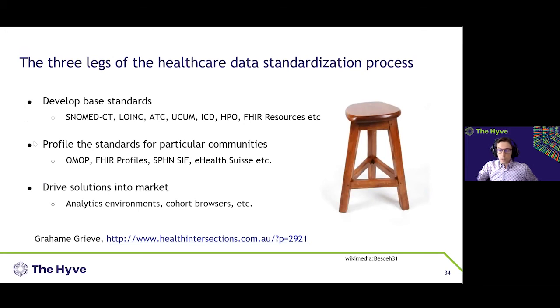If you think about that a bit further, the blog from Graham Grieve, who is one of the fathers of FHIR, very active in HL7 for a long time, distinguishes between three legs of the healthcare data standardization process. So there's development of base standards, and these are very important commons that we all rely on. So for instance, SNOMED-CT, I don't have to explain it here because the SPHN webinar series had a previous episode that did an excellent job of explaining SNOMED-CT and LOINC, etc. But these are really base standards. And ATC for drug classes, UCUM for units of measurement, ICD classification of diseases, HPO for human phenotypes, etc. So these are the base layer that try to model a particular domain.